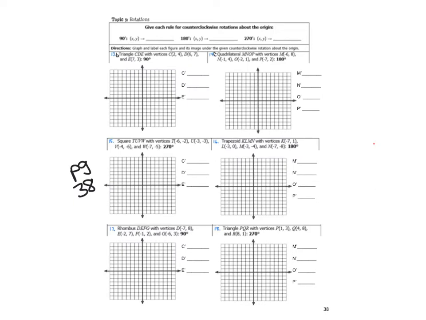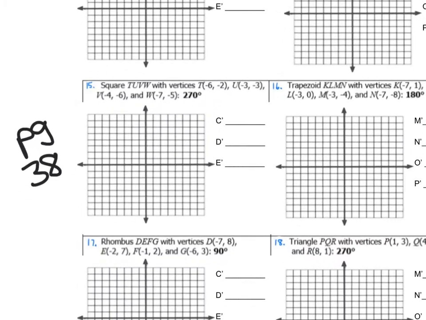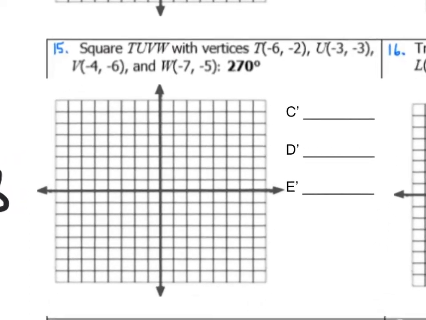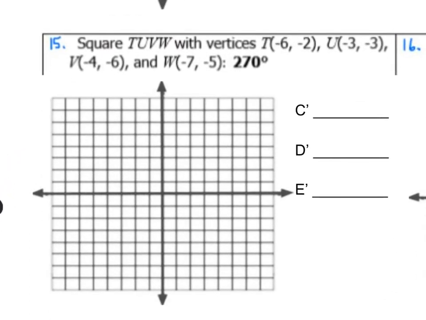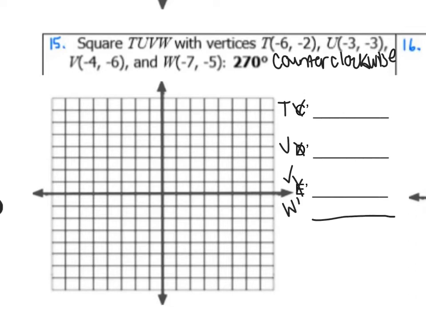Next, we are going to do question 15 on your study guide. This says square TUVW is being rotated 270 degrees, and the directions say that is counterclockwise. These blanks, of course, should say T prime, U prime, V prime, and W prime. So I had to add one in there. So I'm going to go ahead and graph the original before rotating.